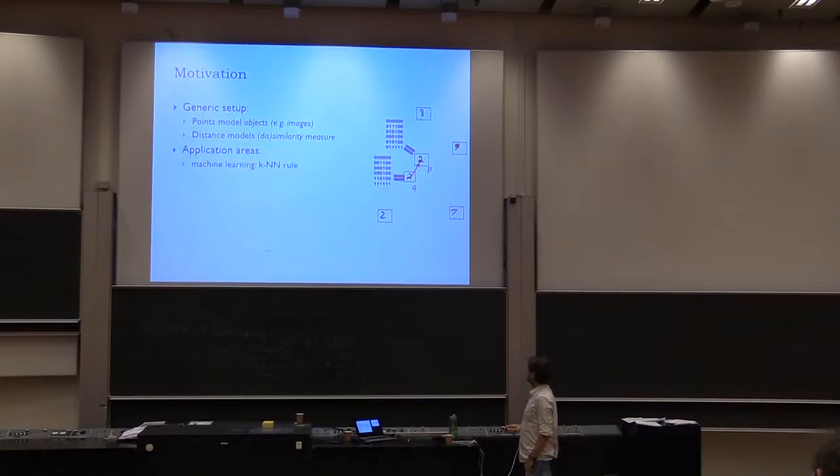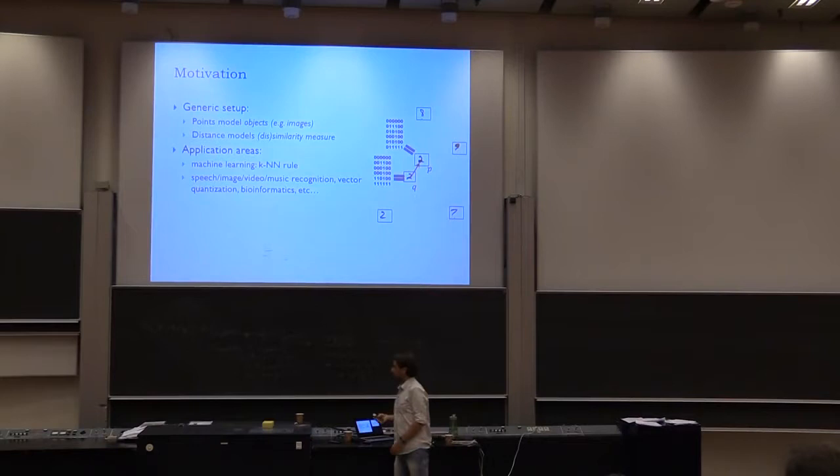I already mentioned that in machine learning, this is called the KNN rule, the nearest neighbor rule. This is one of the classical classifiers. And as such, it has been used and is being used in many areas, such as speech, image, video recognition, or bioinformatics, quantization, and so forth, right?